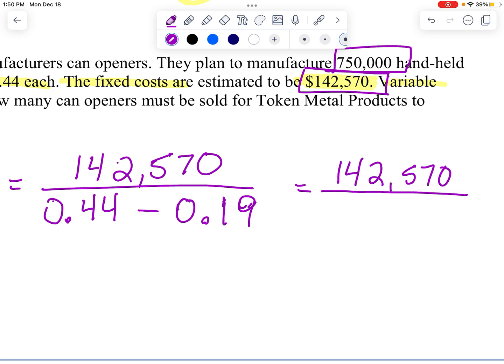Okay, so I rewrote the top, and hopefully some of you or one of you got the answer to the bottom. It should have been 0.25. And now you're going to finish this problem off by dividing. So you're going to take the top number, that 142,570, and divide it by the bottom number. So I will pause and give you a moment to do that.